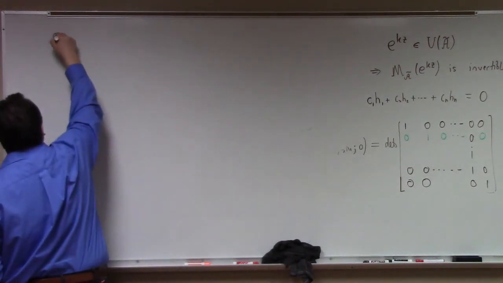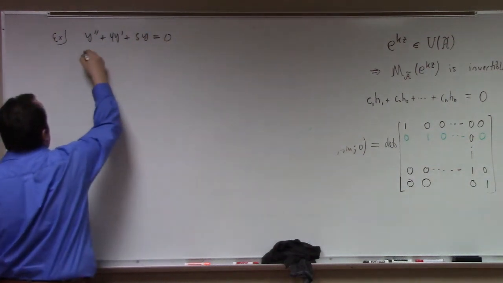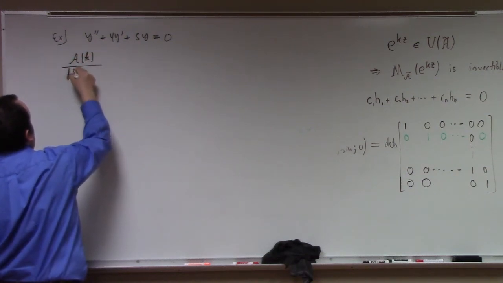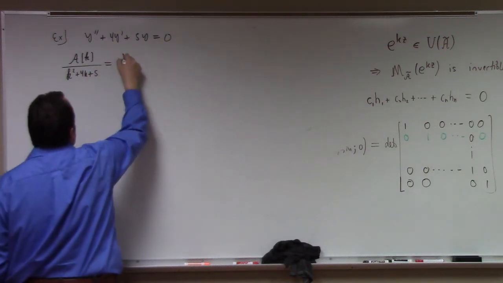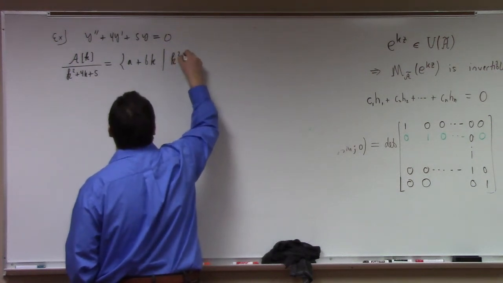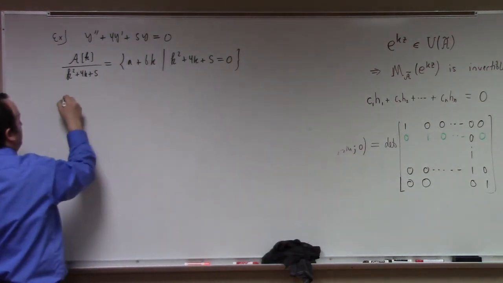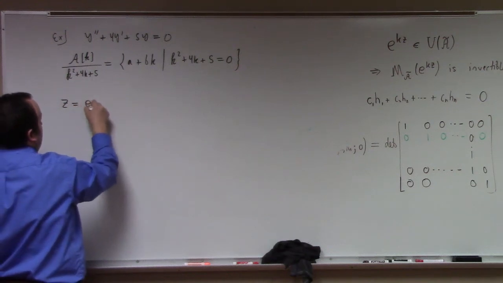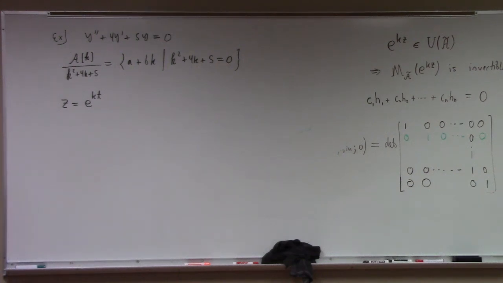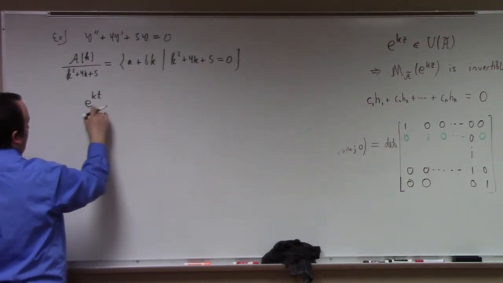Like, here's another: y'' plus 4y' plus 5y equals 0, right? So I would look at a over k over k squared plus 4k plus 5, which is a plus bk with k squared plus 4k plus 5 equal to 0, right? So my solution, z if you will, equals e to the kt. If I'm using t, it seems to be what we're doing. Well, I guess I shouldn't put z here. I've been using z in a different sense, but what is e to the kt?